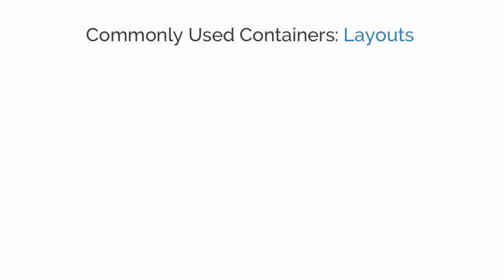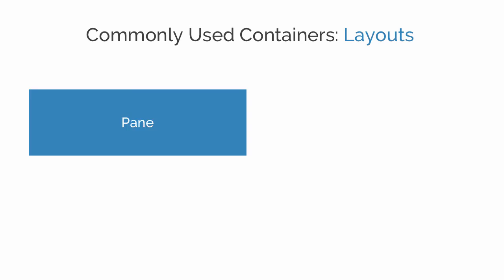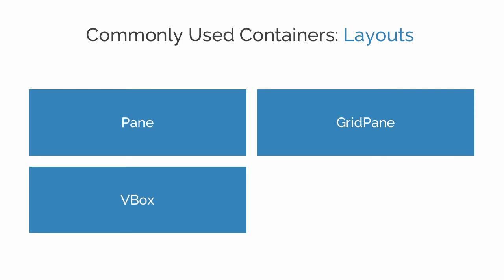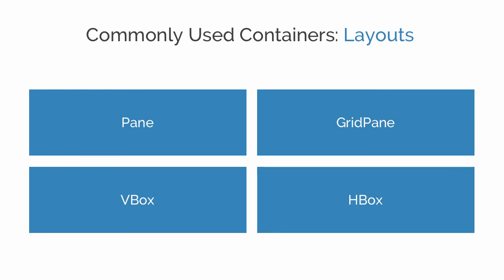Now in this topic, we will learn about the various types of layouts that are used in JavaFX. The layout in JavaFX is officially known as the containers. A container is something that contains something within itself. So what are the various commonly used containers in JavaFX? First of all, the most basic one is the pane, then we have the grid pane, VBox and HBox.